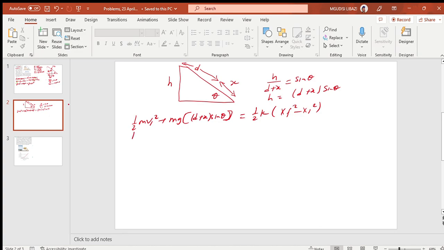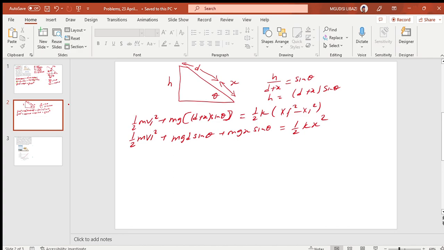So again we have 1 over 2 m v initial squared plus, removing the parentheses, m g d multiplied by sine of theta, plus m g x multiplied by sine of theta. That's going to be equal to, we know that initially the spring was not compressed, so we are left with one displacement here, 1 over 2 k x squared. So that is what we have.